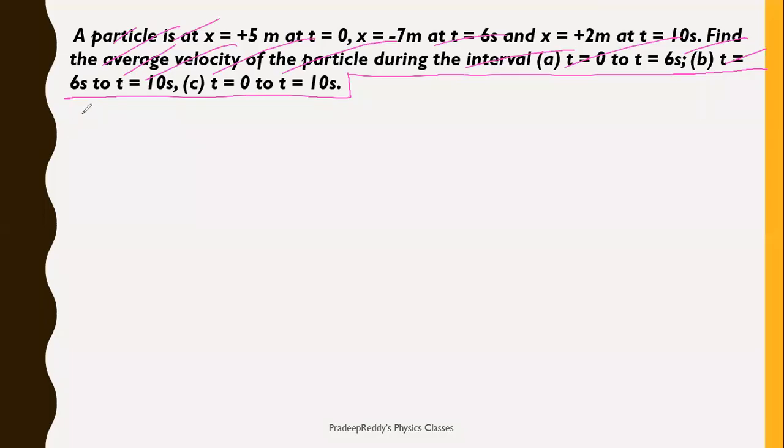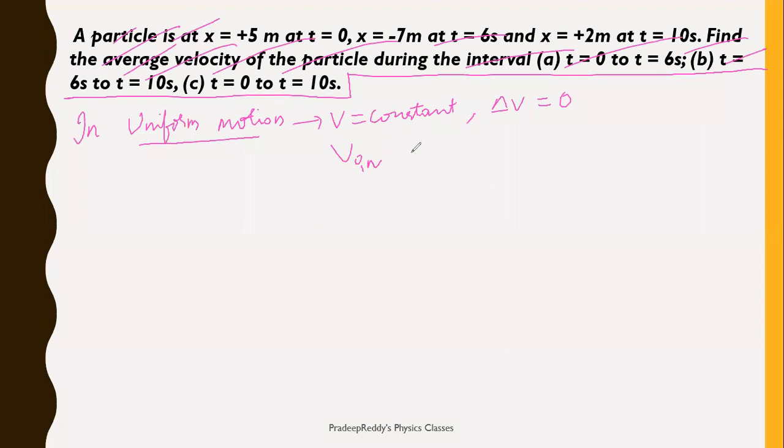Students, as we know, in uniform motion, a body travels equal lengths in equal intervals of time. Therefore, velocity is constant. As velocity is constant, change in the velocity will be equal to 0. There is no change in velocity as the body travels from A to B. So in uniform motion, we have one more relation, that instantaneous velocity is equal to average velocity. This we have already learned in previous lectures.